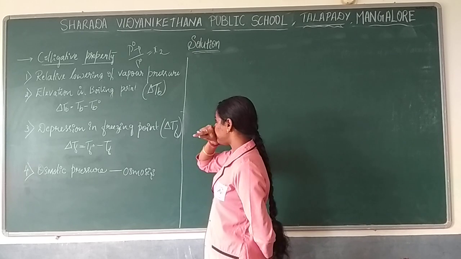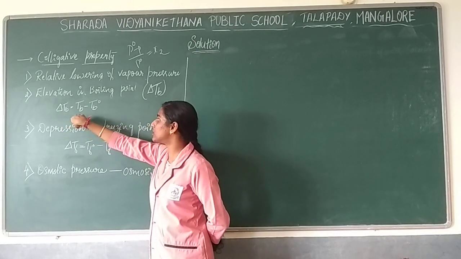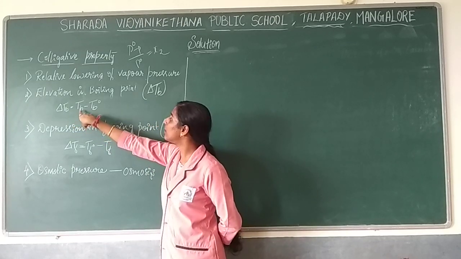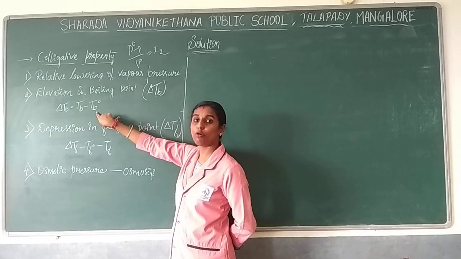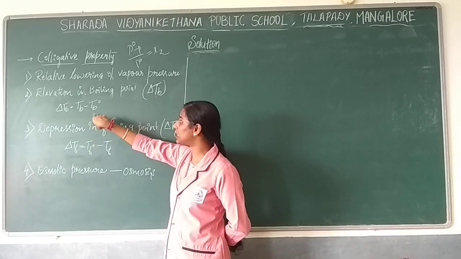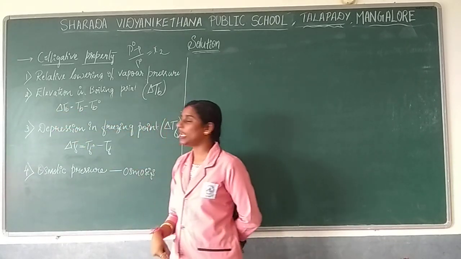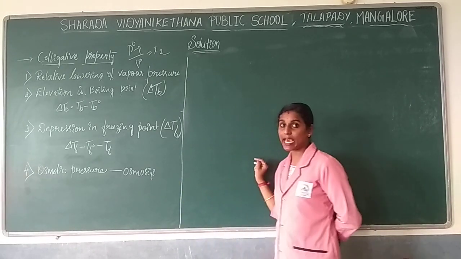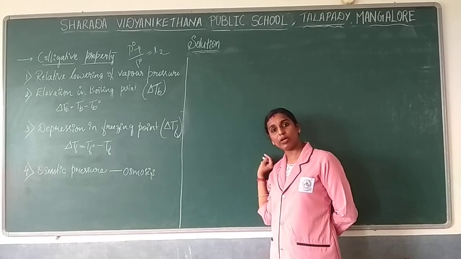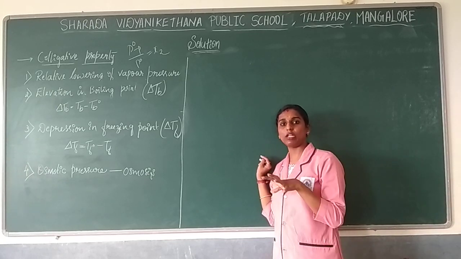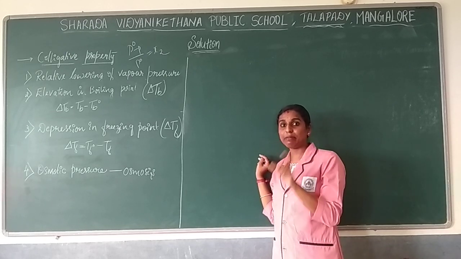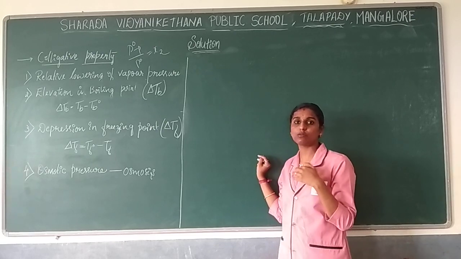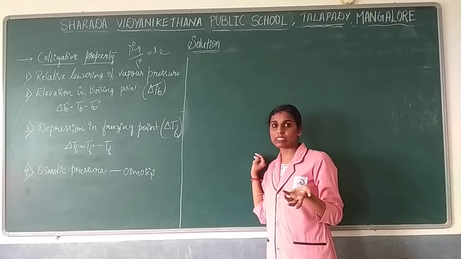The formula goes like delta Tb is equal to Tb minus Tb naught. Tb is the boiling point of the solution, and Tb naught is the boiling point of the pure solvent. When you subtract these, you get the elevation in boiling point. We have also learned the substitution of delta Tb, which is related to molality. This is a direct substitution of the molality formula, where it goes with the ebullioscopic constant. It is directly proportional, and the ebullioscopic constant is written as Kb.